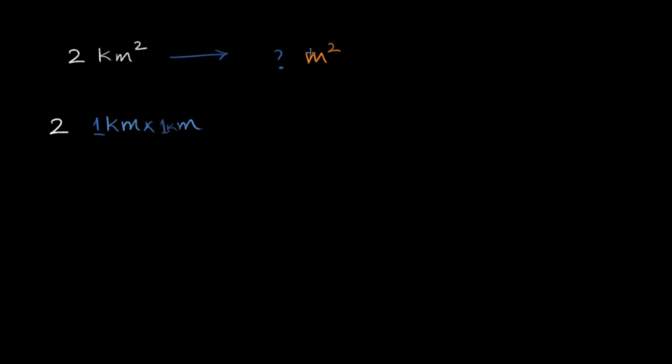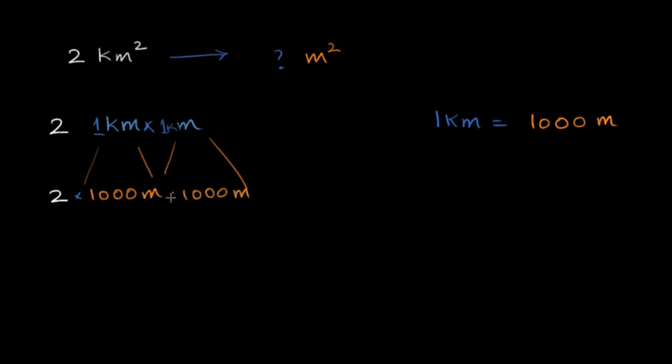Now I know I want my answer in meters, so wherever I find kilometers in my question, I'll change that to meter. And for that I need to know what's the relationship between a kilometer and a meter. So I know 1 kilometer equals 1,000 meters. So I'm going to use this over here. I'm going to get 2 times 1 kilometer is going to become 1,000 meters. This is going to become another 1,000 meters.